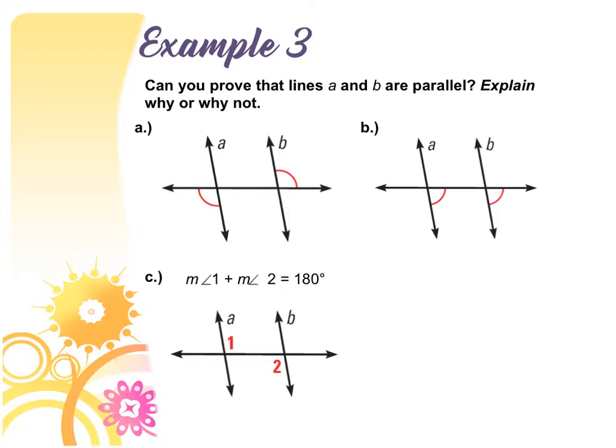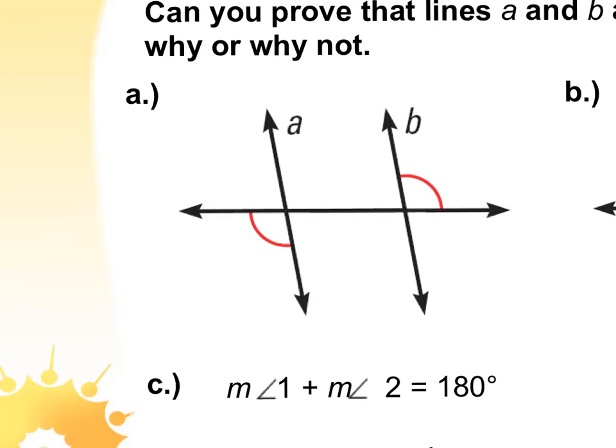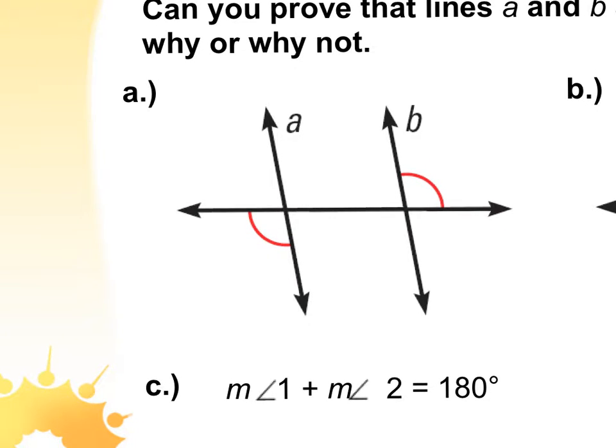All right, can you prove the lines A and B are parallel, and explain why or why not? So you guys try this one. There's 3 different ones. Are they parallel? If so, why? And if they're not, also, why not? All right, let's start with example A. So is there enough information provided to prove that line A is parallel to line B?